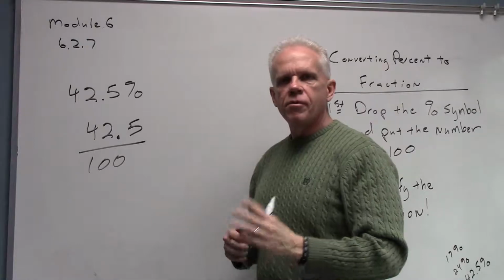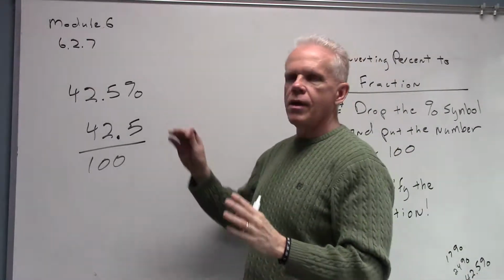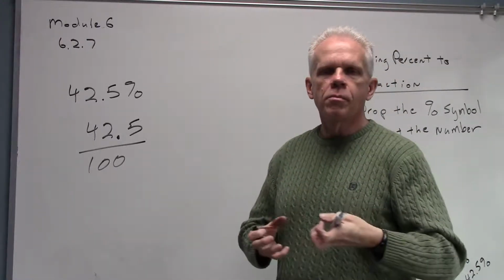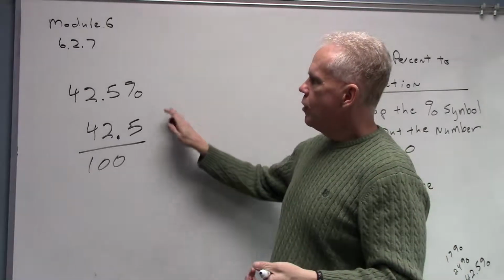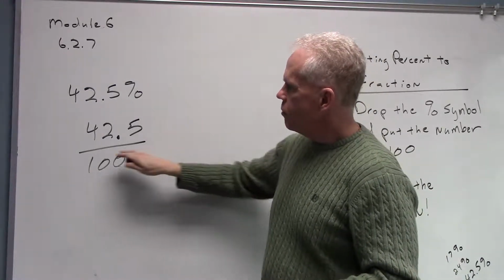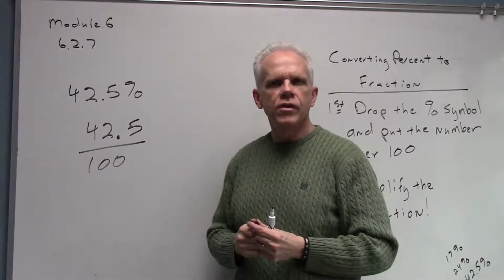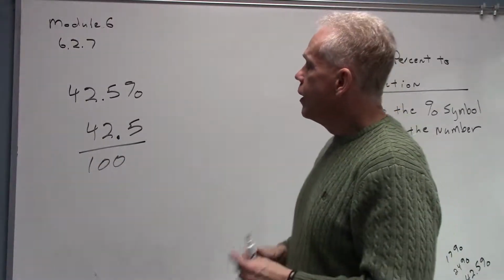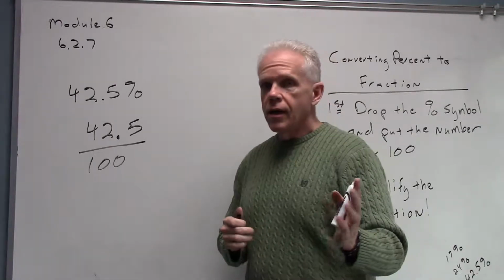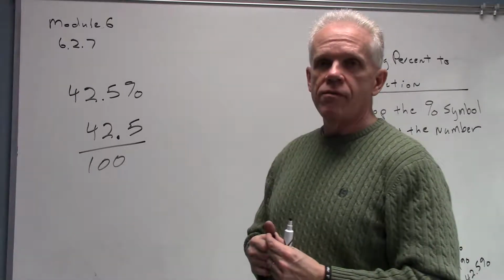Now, when we drop that percent symbol, by the way, the word percent means out of 100 or per 100. So by dropping the percent symbol, we're just simply saying per 100 right here. So we're kind of falling into the definition of what a percent is. Now, we've got our fraction. At this point, we need to simplify the fraction.